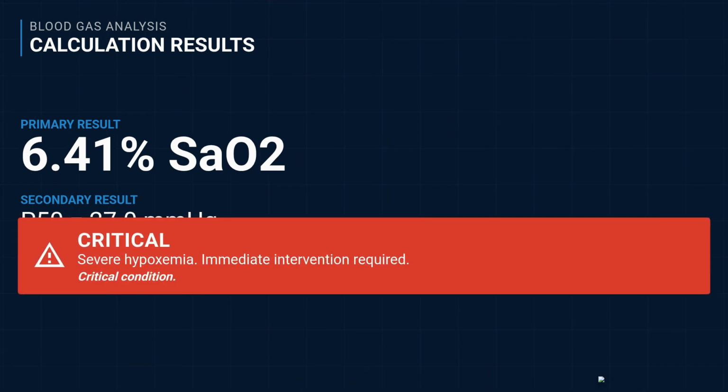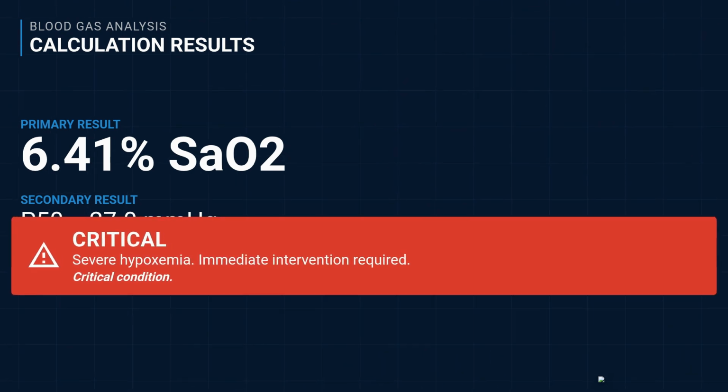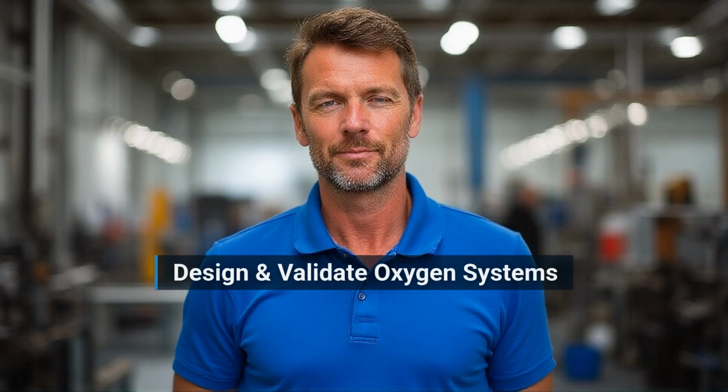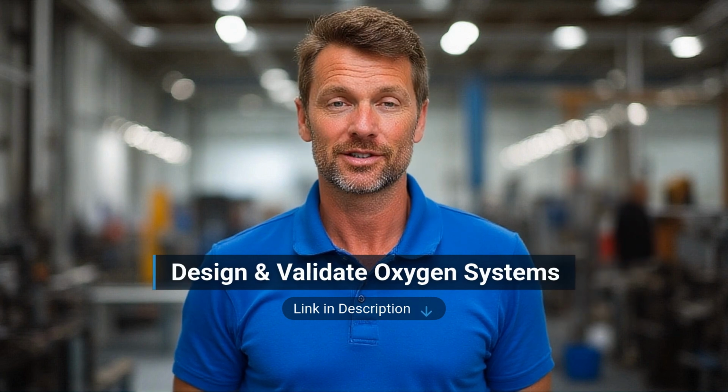The clinical interpretation states severe hypoxemia, immediate intervention required, critical condition. These results indicate dangerously low oxygen levels requiring urgent medical attention. This calculator helps engineers design and validate oxygen delivery systems.